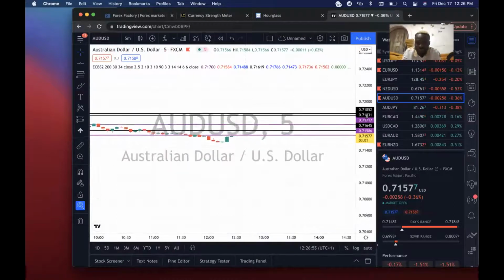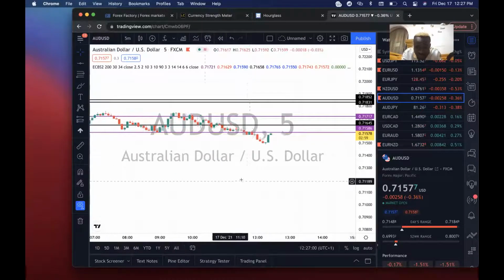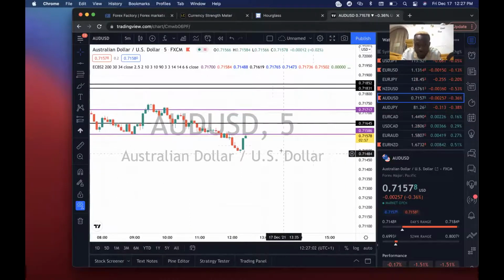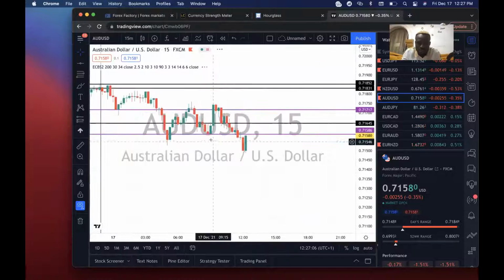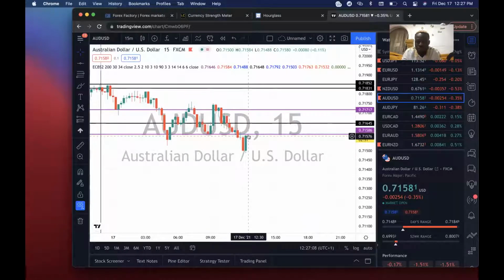Wait for timing. Wait for timing. Let it test that area. Wait for timing. On the 15-minute candle, the market is still going up. So let this 15-minute candle close. Absolutely, this 15-minute candle is still going up. So don't jump in.